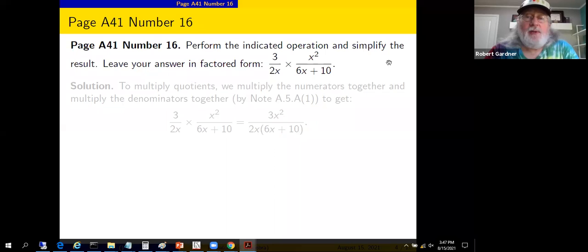Okay, a second one. This time, we're multiplying two rational functions and then simplifying. Perform the indicated operation, multiplication, and simplify the result. Leave your answer in a factored form.